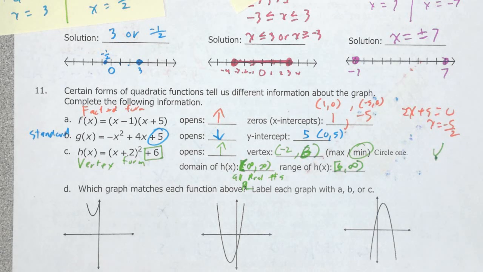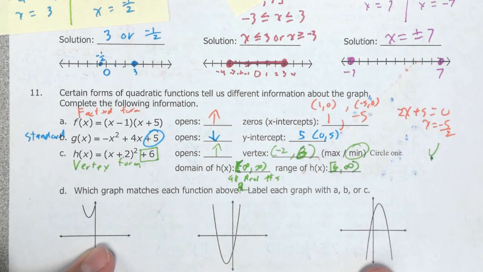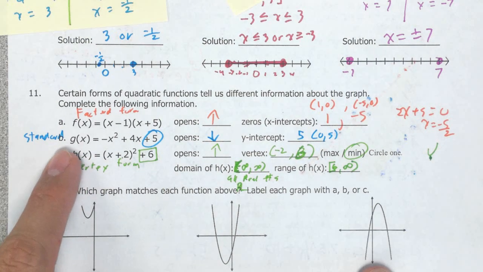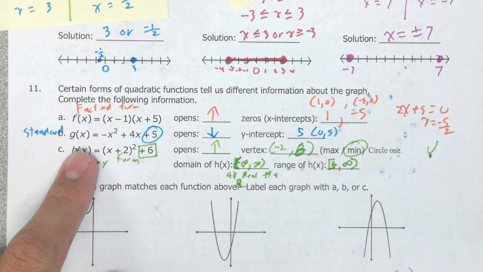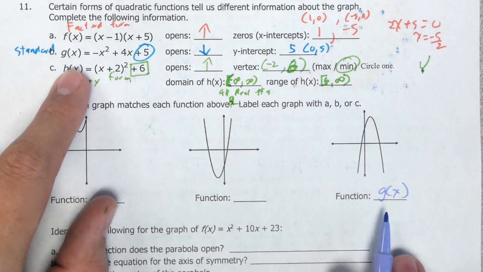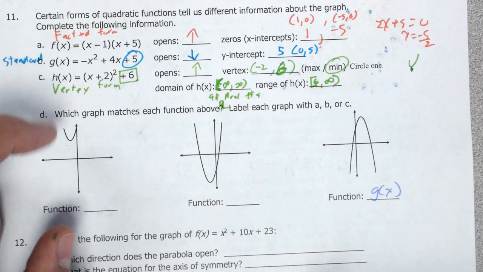Alright, let's do some matching. We have 2 that open up and 1 that opens down. The only one that opened down was b. This would be function g of x. Only one that opens down is g of x.